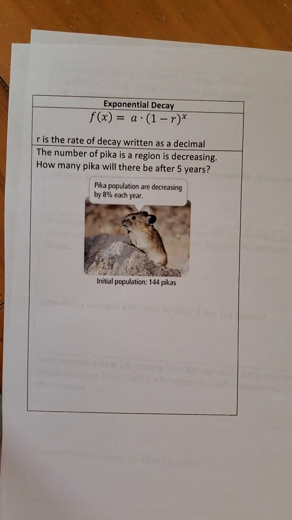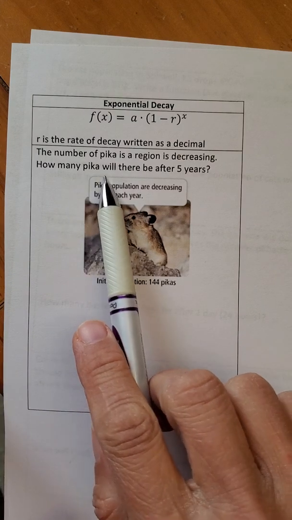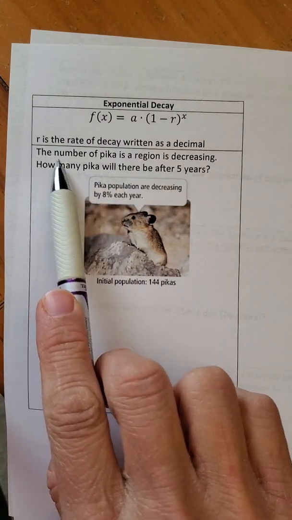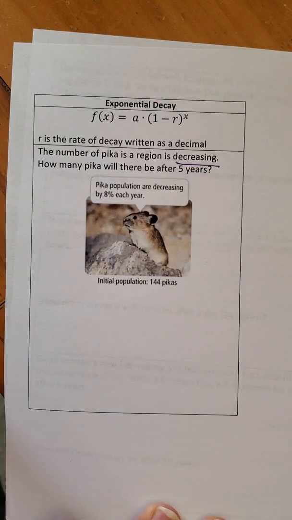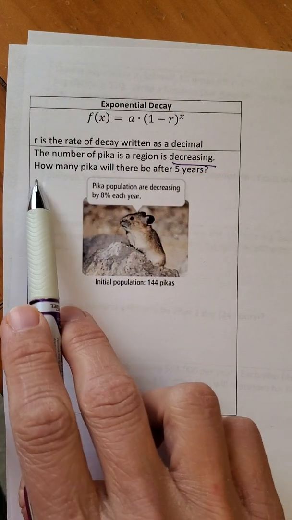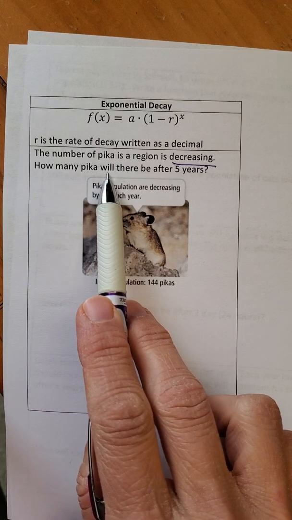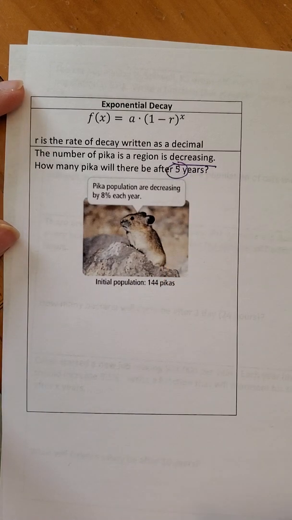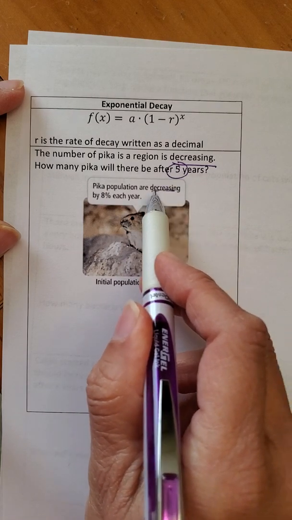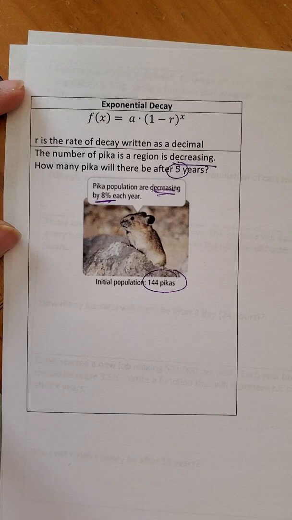So here we're doing a population model, but we're talking about picas, and the number of picas in a region is decreasing. So that's our hint that we're going to have a decay model. How many picas will there be after 5 years? Okay, our year, this is the important part. Year is 5, initial population 144, and then what's our decreasing rate? It says right here 8%.